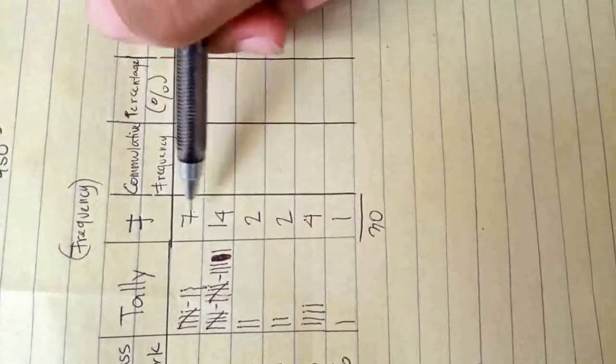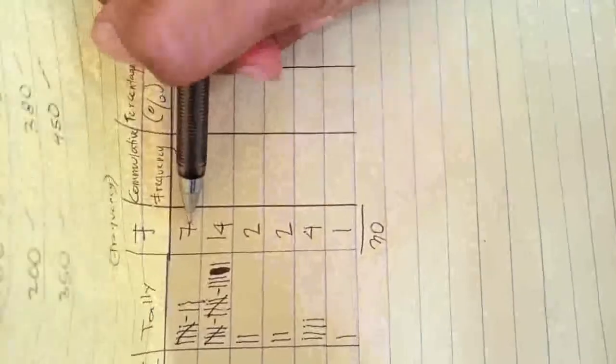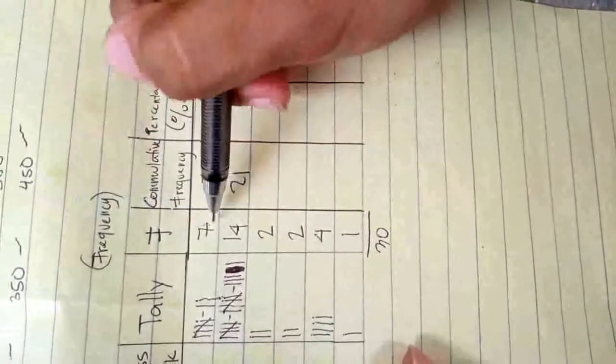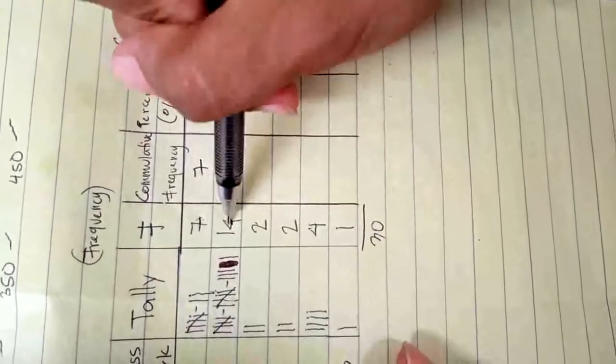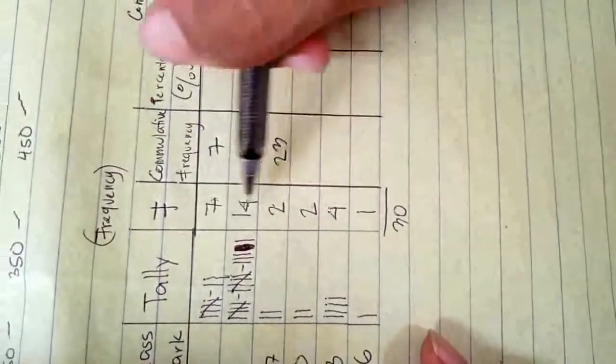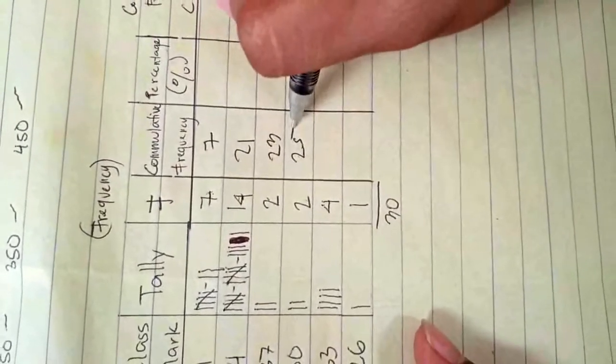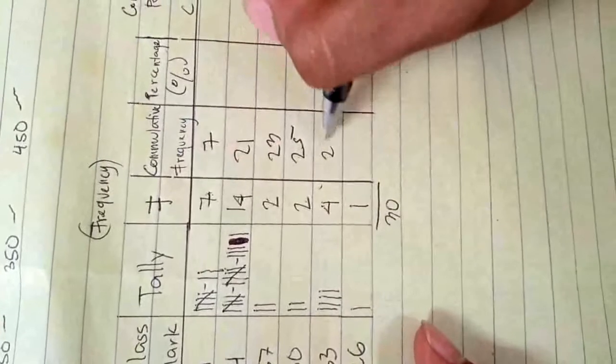Then for the cumulative frequency, we copy the number 7. Then to identify the second, we need to add these two, for a total of 21. And then we add these 3, the total is 23. And then this 4, 25. Another one, 29. Then the last one is 30.